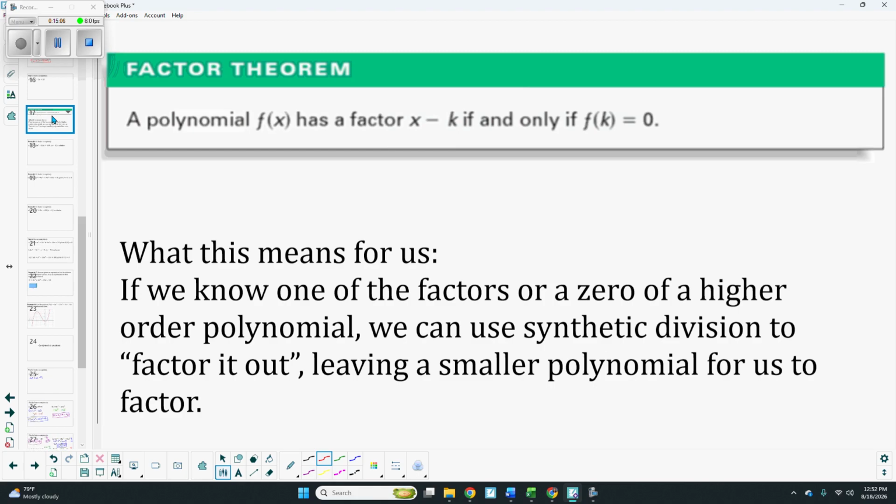So the factor theorem says a polynomial f of x has a factor x minus k if and only if evaluating the function at that value of k makes it equal 0. So what this means for us is if we know one of the factors or a 0 of a higher order polynomial, we can use synthetic division to factor it out. And then we'll have a smaller polynomial that's left for us to factor.